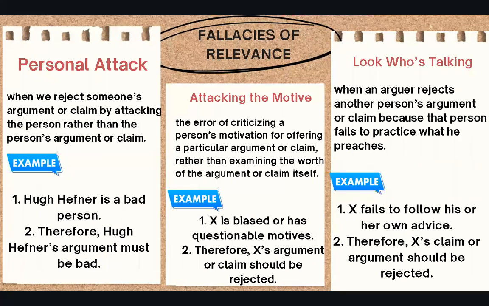The second fallacy of relevance is attacking the motive. This is the error of criticizing a person's motivation for offering a particular argument or claim rather than examining the worth of the argument or claim itself. For example, X is biased or has questionable motives, therefore X's argument or claim should be rejected. And the other one is look who's talking, when an arguer rejects another person's argument or claim because the person fails to practice what he preaches. For example, X fails to follow his or her own advice, therefore X's claim or argument should be rejected.